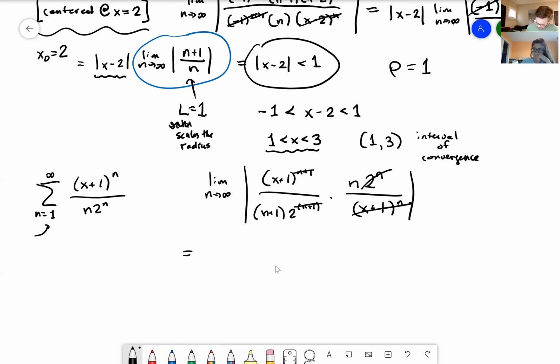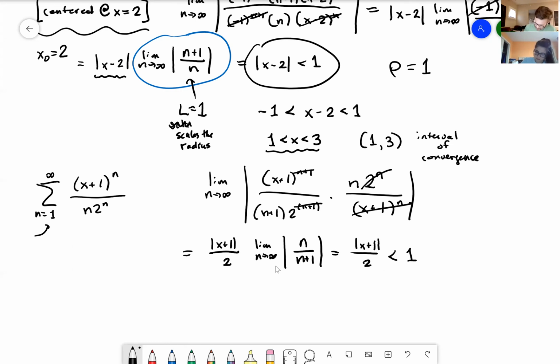I did skip a step in the previous problem. Well, we'll do it in this one. Depending on what it's asking for, I really didn't. But what we'll get is the absolute value of x plus 1 over 2 times the limit as n goes to infinity of n over n plus 1, which we see very quickly. This limit is just equal to 1. So this is the absolute value of x plus 1 over 2 less than 1.